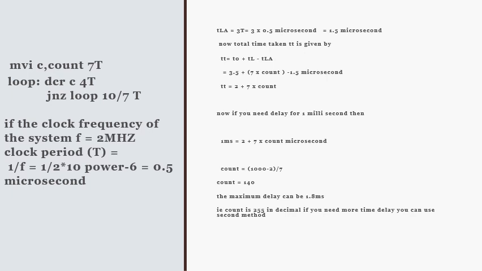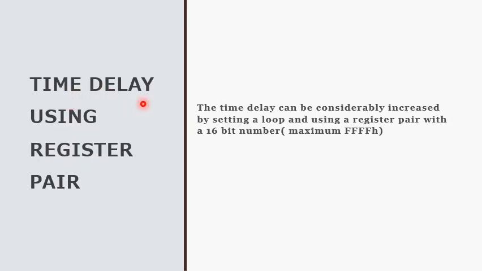Suppose we are in need of more than that period of delay, then what we can do is go for another method. The second method is nothing but time delay using register pair.